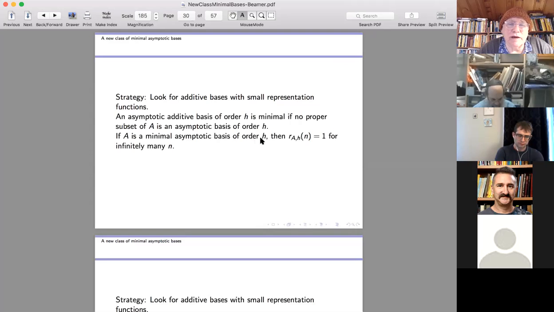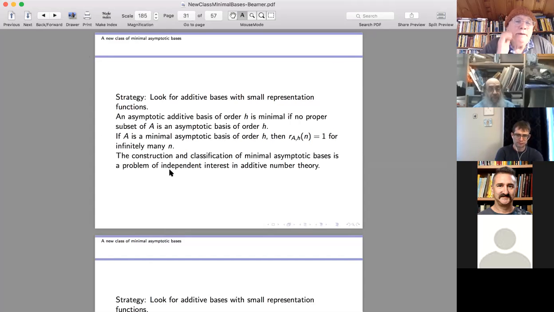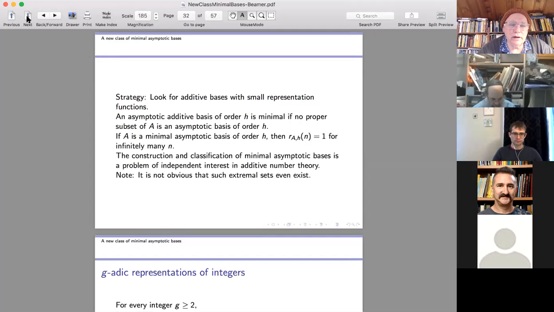So this statement is incorrect. It should be for h equal 2, and there's a slight refinement for h bigger than 2. In any case, the construction and classification of minimal asymptotic bases is a problem of independent interest in additive number theory. So in a certain sense, it arose from the Erdős-Turán conjecture. It also arose independently of it. It's a natural object to consider. But it's not obvious that such extremal sets exist.